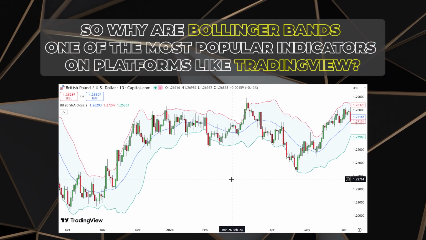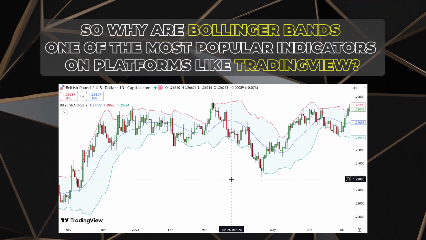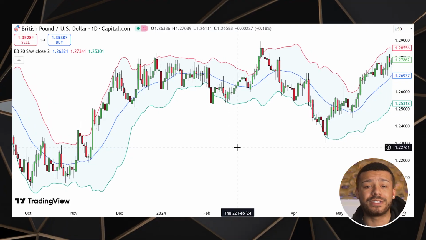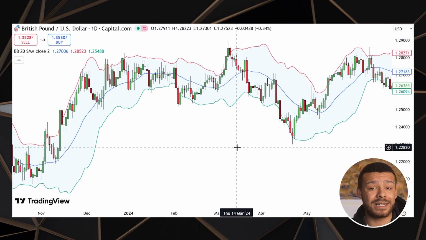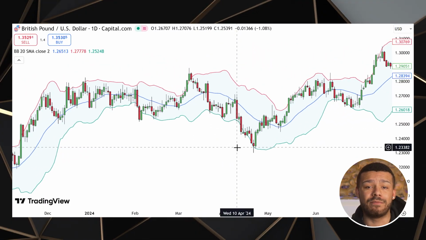The bands aren't giving you a signal, they're giving you context about how unusual the current price action is compared to recent behavior. So why are Bollinger Bands one of the most popular indicators on platforms like TradingView? Mainly because they sit directly on the price chart. You don't need to look at a separate panel underneath. You can see the relationship between price and volatility in real time on the same visual.